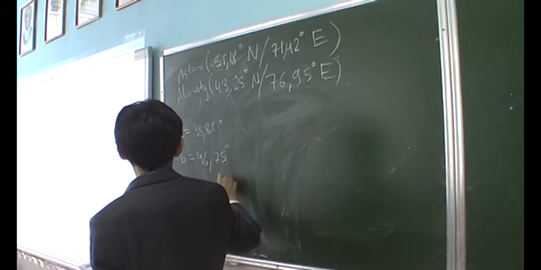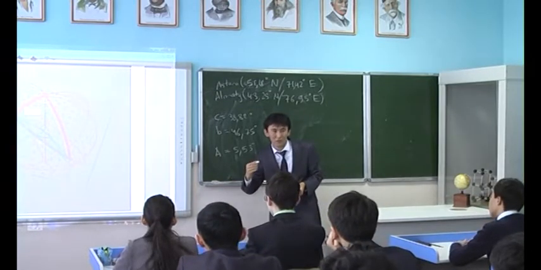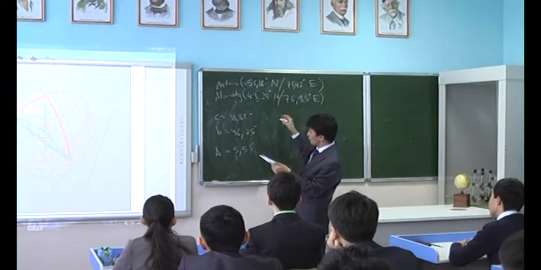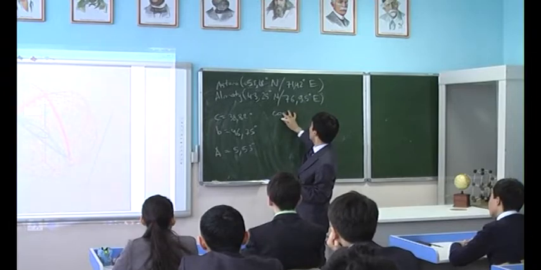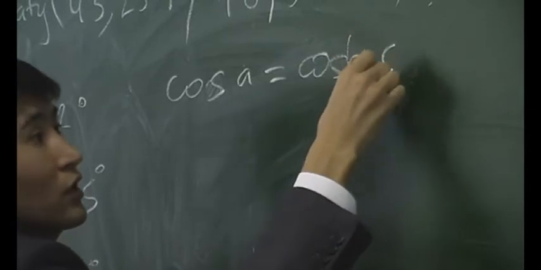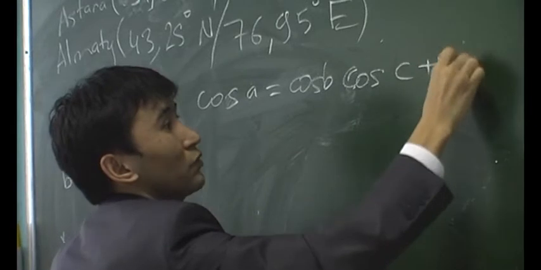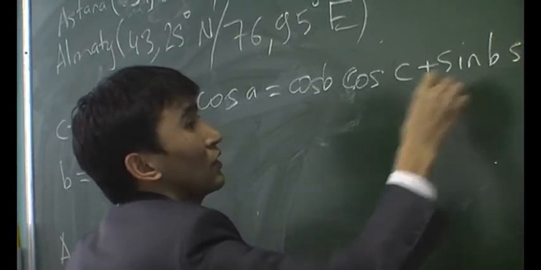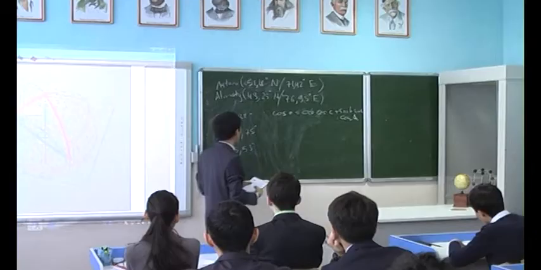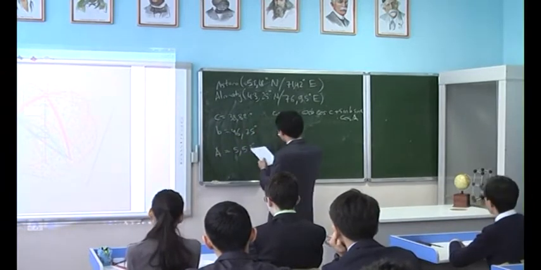Yes, we know that. We have all the given information that helps us to find the arc A. Now we're going to substitute here. Cosine of A is equal to cosine of B times cosine of C, plus sine of B times sine of C times cosine of the capital letter A. Just substitute all of them here.